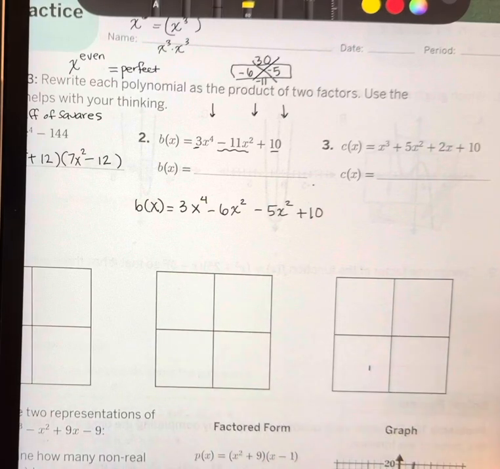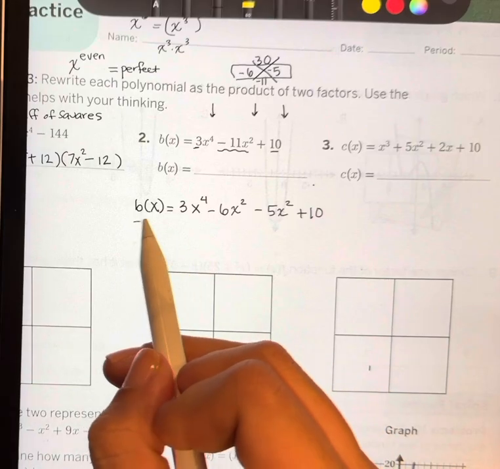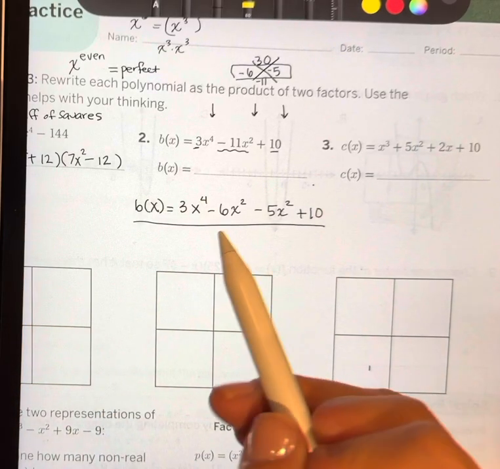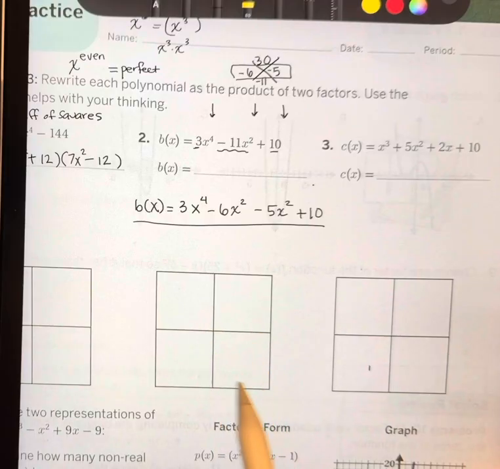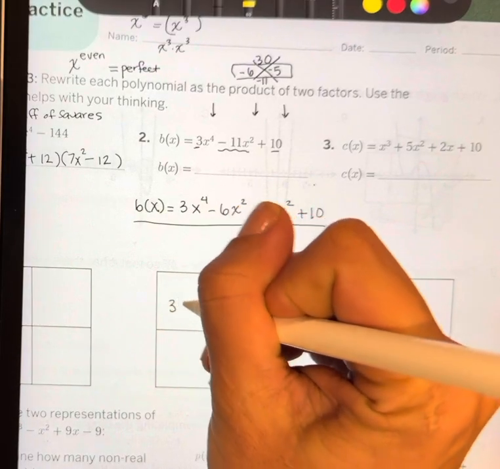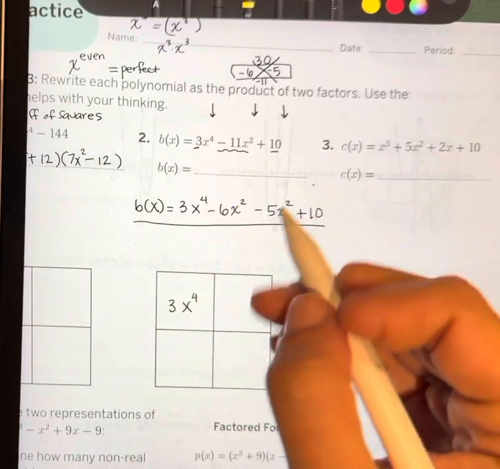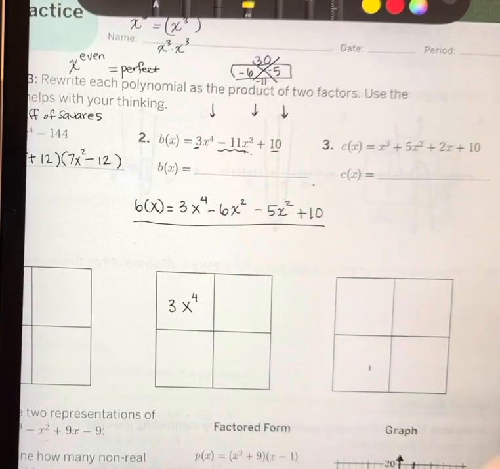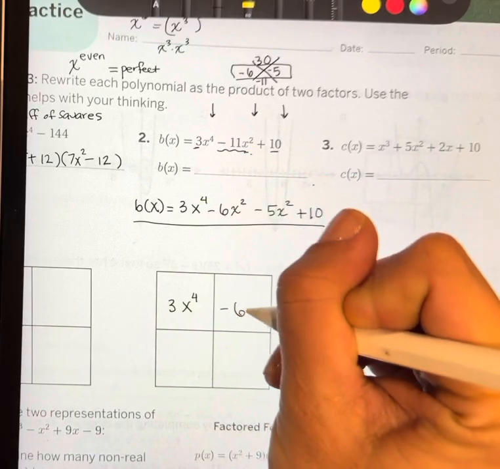So here we are. I rewrote that polynomial, and the reason I did that is because I wanted you guys to fully understand what goes where and why. Now these just go into these squares in this order. And you got to know that the middle is x squared now. It's not just x, because the middle is x squared now, not just x.